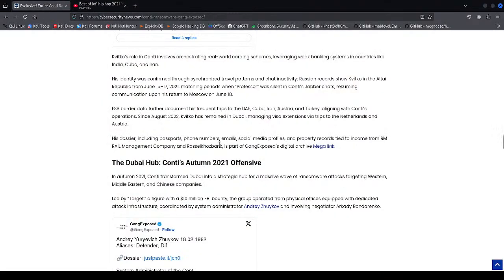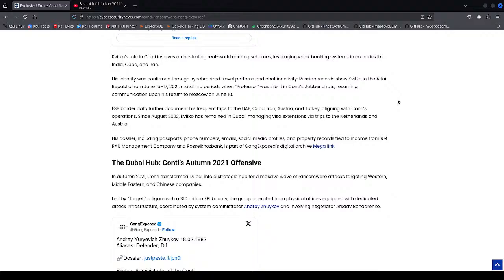Hold on, guys. Let me see. Alright, so his identity was confirmed through synchronized travel patterns and chat inactivity. Russian records show Kvitko in the Altai Republic from June 15 to 17, 2021, the period when Professor was silent in Conti's Jabber chats, resuming communication upon his return to Moscow on June 18th. FSB border data further documents his frequent trips to the UAE, Cuba, Iran, Austria, and Turkey, aligning with Conti's operations.